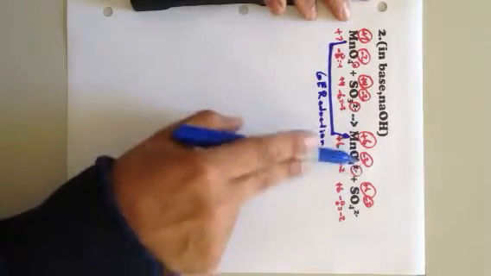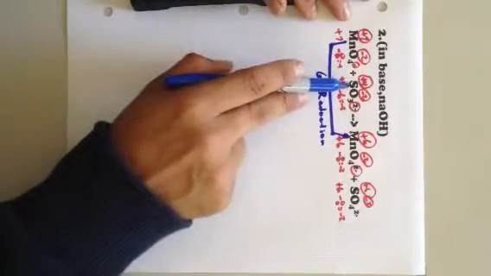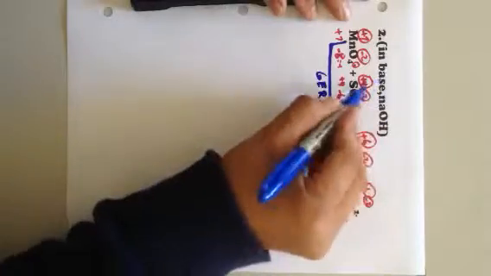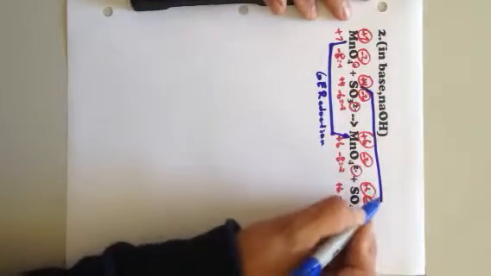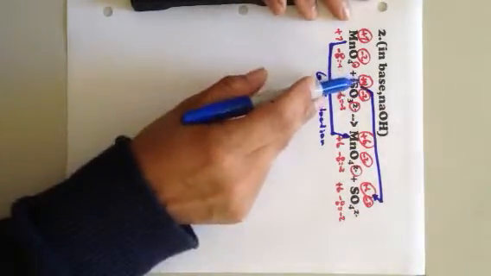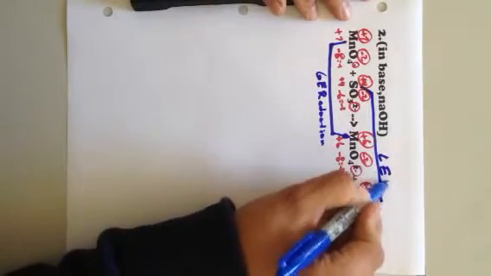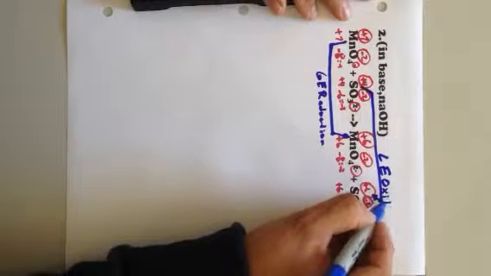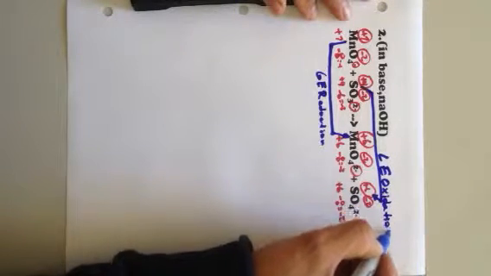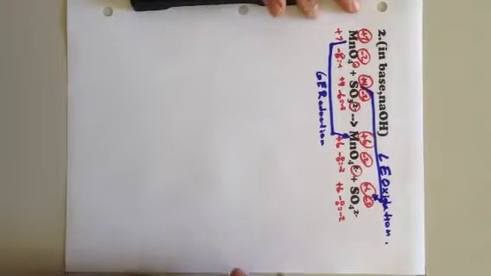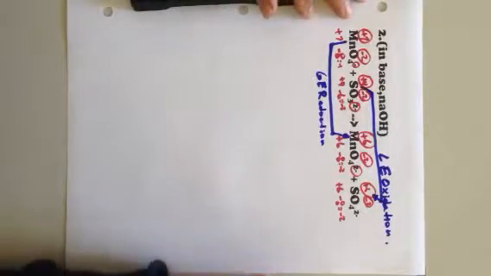Oxygens are -2, nothing's changing there. Sulfur goes from +4 to +6. So sulfur is losing electrons, it's becoming more positive. So loss of electrons is oxidation. Okay, got it? So now let's break this into the half reactions.